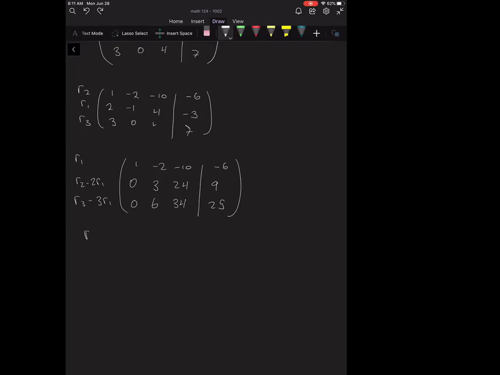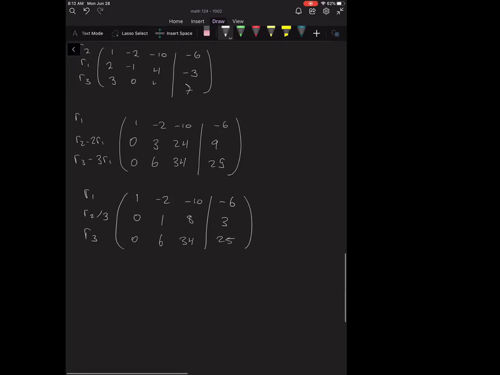So let's take row 2 divided by 3, and I'll just rewrite row 3. So we're going to have 1, minus 2, minus 10, minus 6, 0. 3 divided by 3 is 1. 24 divided by 3 is 8. Or sorry, 9 divided by 3 is 3. And now let's rewrite this bottom row: 0, 6, 34, 25.